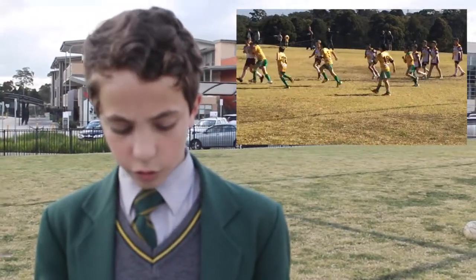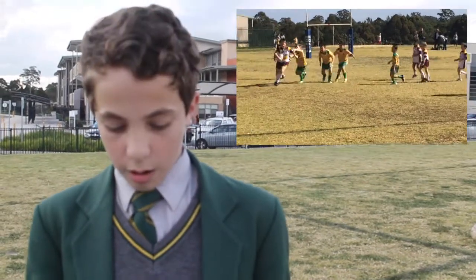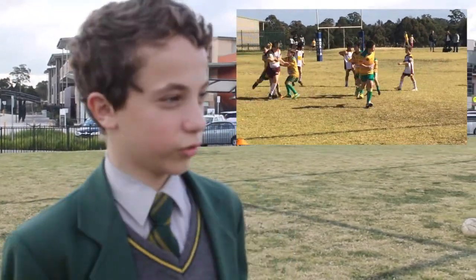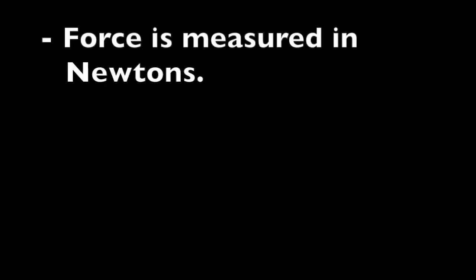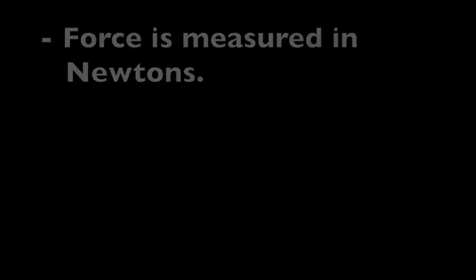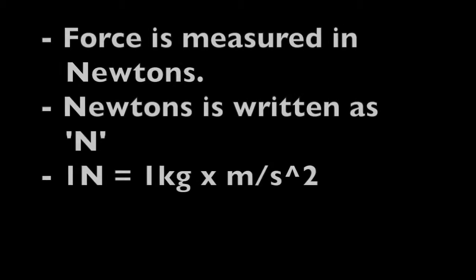But what does any of this have to do with Newton's 3 laws of motion? And what are Newton's 3 laws of motion? Before we establish Newton's 3 laws of motion and how they are relevant to everyday life, and in particular rugby league, we need to understand how force is measured. The unit for force is newtons, which is written as N. A newton is the force required to give a mass of 1 kilogram an acceleration of 1 meter per second squared.